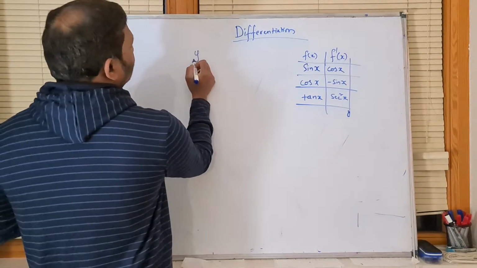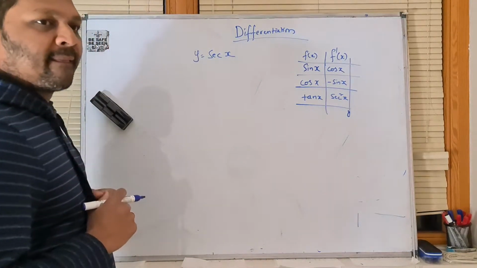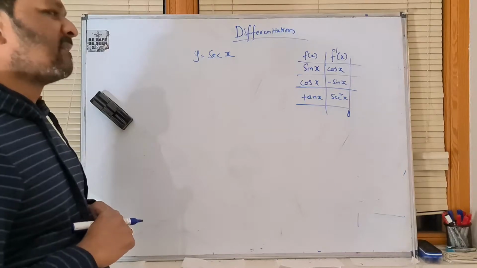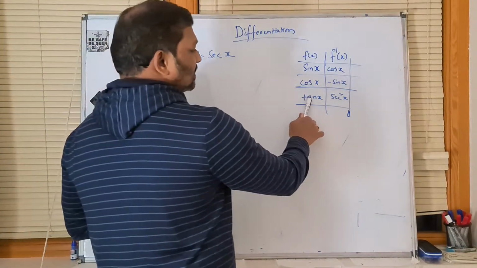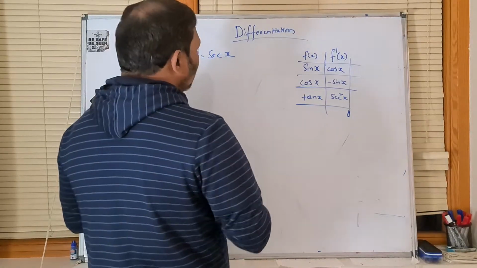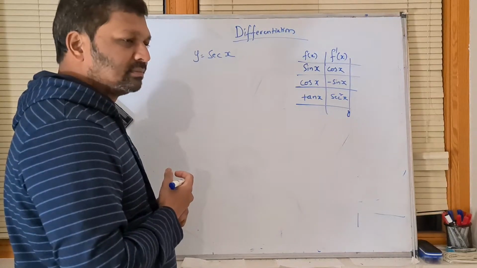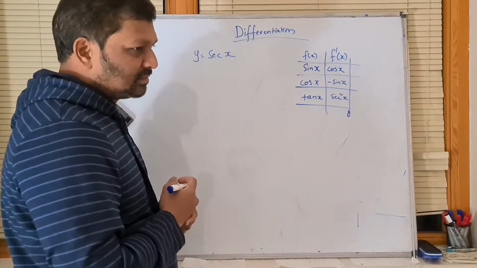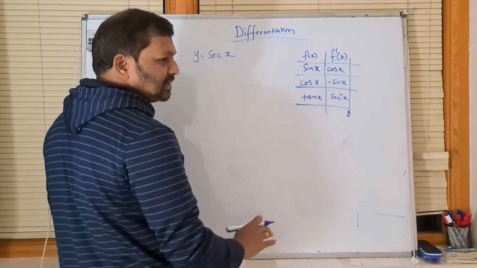Say for example, y is equal to secant x. The differentiation of tan x is secant squared x. What is the differentiation of secant x? You cannot derive it just by looking at it. By looking at it, you cannot tell the differentiation of it.